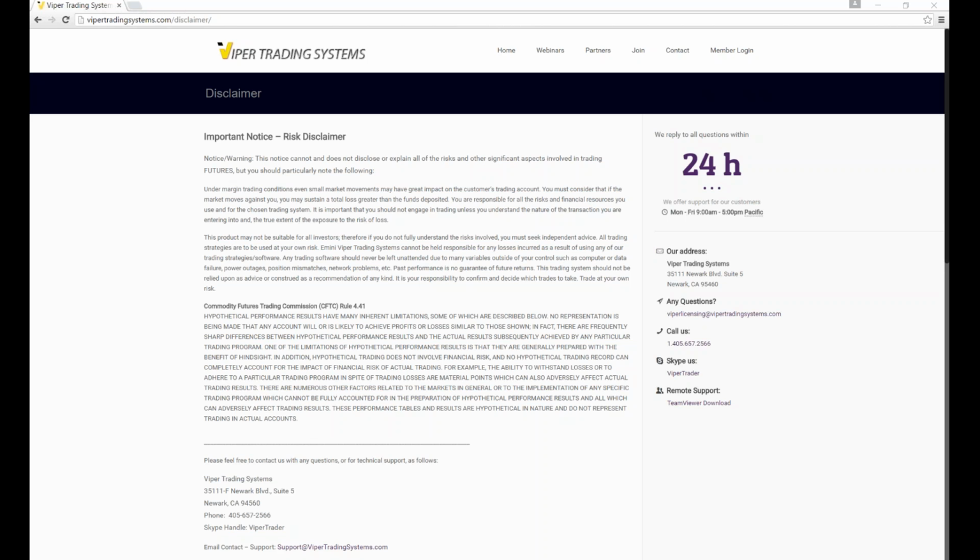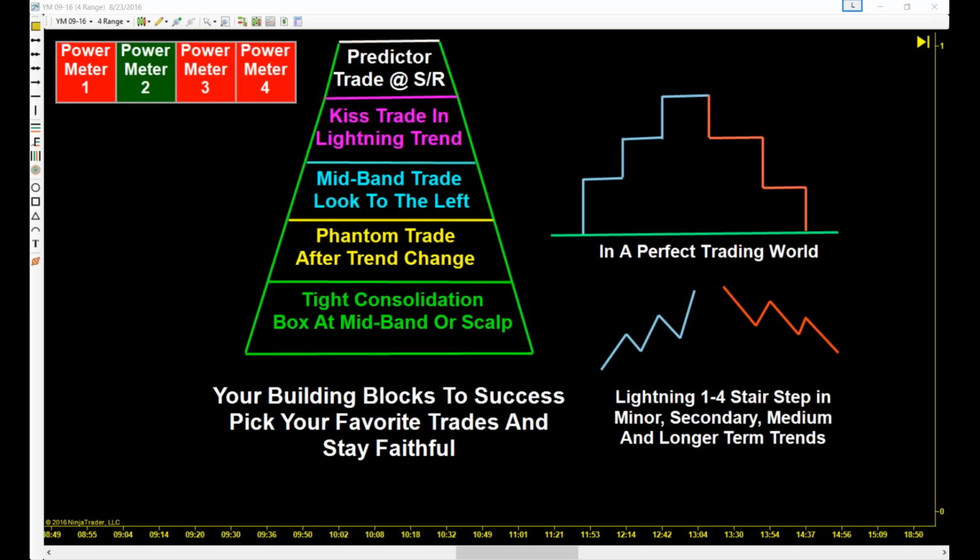All right, real quick before we get started, since we've always got new people coming in, I want to show some of the favorite trades that we like here at Viper Trading Systems. I'll be going over several of those today because we're going to be looking to the left to trade the right. Now you should be able to see the chart on the screen. I've got a little pyramid drawn here, but anyway, it's building blocks to success. Pick your favorite trades and stay faithful to those.